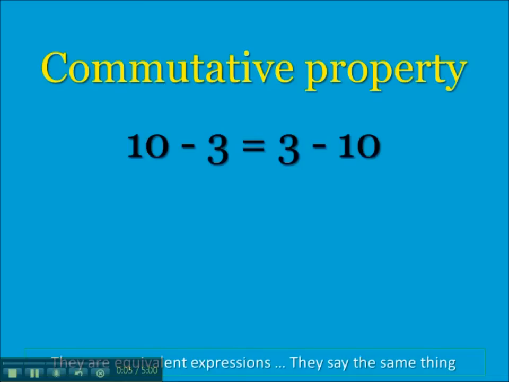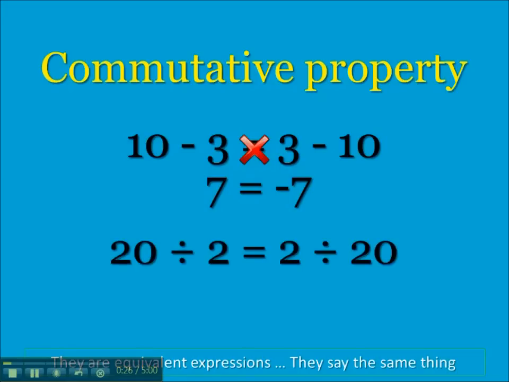Let's see, is 10 minus 3 the same as 3 minus 10? Well, 10 minus 3 is 7, and 3 minus 10 is negative 7. So no, that is not true. They are not equivalent expressions. What about 20 divided by 2 and 2 divided by 20? Well, 20 divided by 2 is 10, and 2 divided by 20 is 0.1, so no, they are not equivalent expressions through the commutative property.